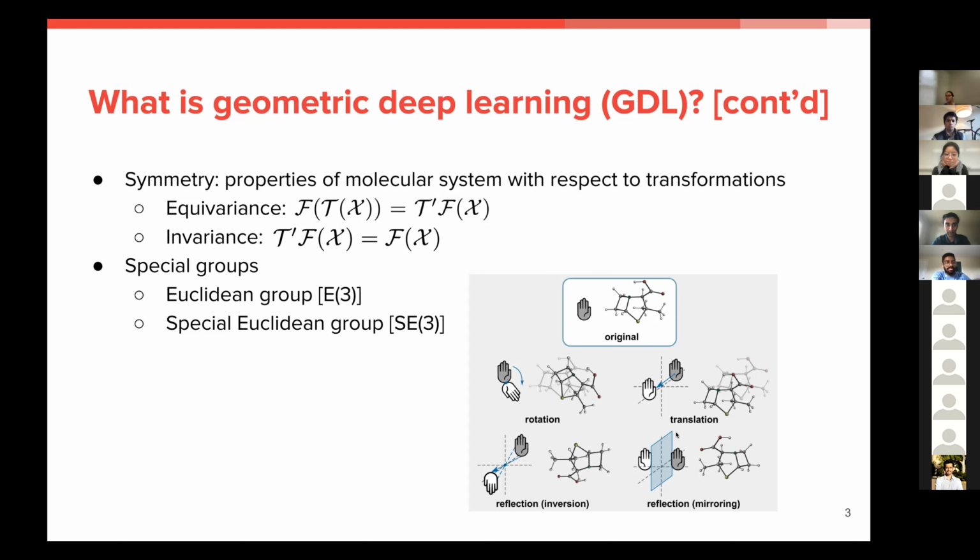And with these common transformations, we also have two special groups. The first is the Euclidean group. The Euclidean group basically includes all rotations, translations, and reflections, and also their combinations. We also have the special Euclidean group, which includes only translations and rotations, but not reflections.